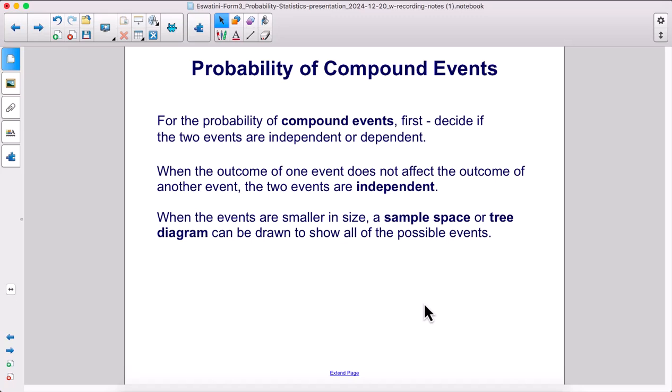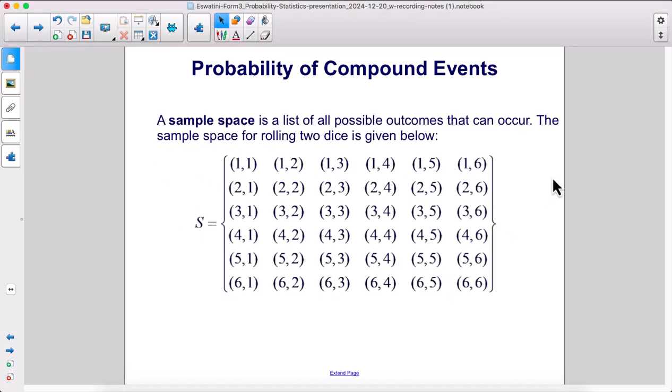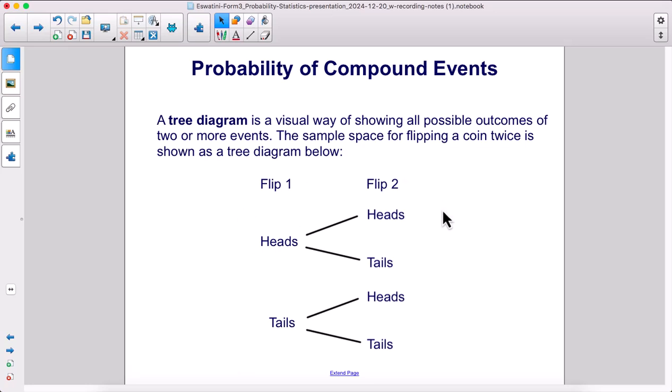When the events are smaller in size, a sample space or tree diagram can be drawn to show all of the possible events. A sample space is a list of all possible outcomes that can occur. The sample space for rolling 2 dice is given below. A tree diagram is a visual way of showing all possible outcomes of 2 or more events. The sample space for flipping a coin twice is shown as a tree diagram below.